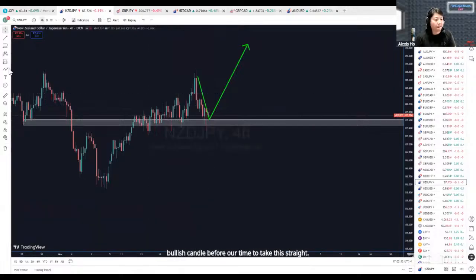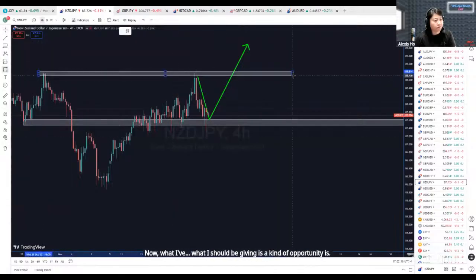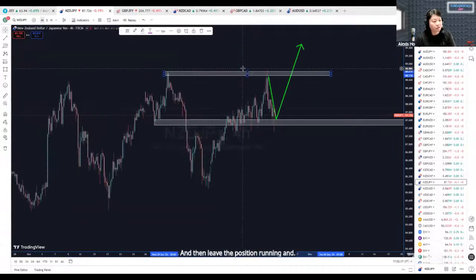Now, what I should be giving is a second opportunity for those of you who are a bit more conservative: wait for price to break the double top, come back for a retest, and then of course we can get in at 10. So I would say this is the initial movement from what I would anticipate. This is a more aggressive move. If you do get to that, prepare to take a TP once at this level, and then leave the position running, and we see if price does indeed break.